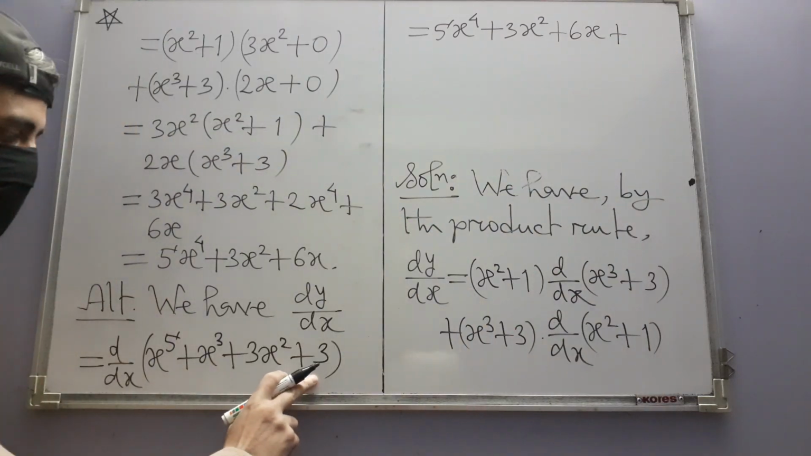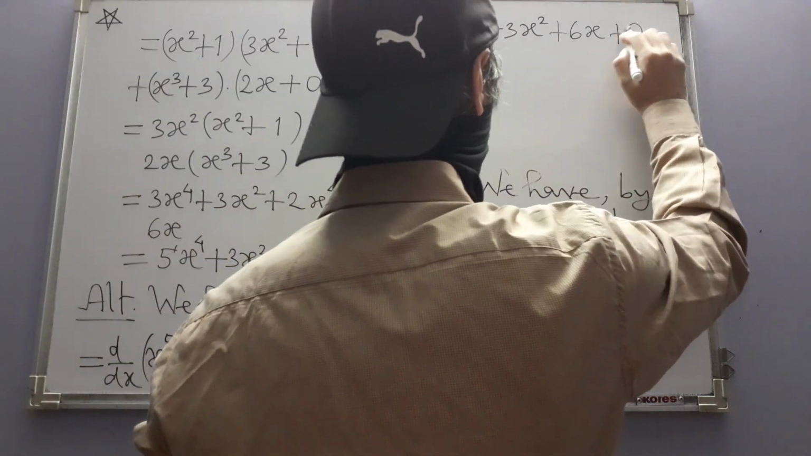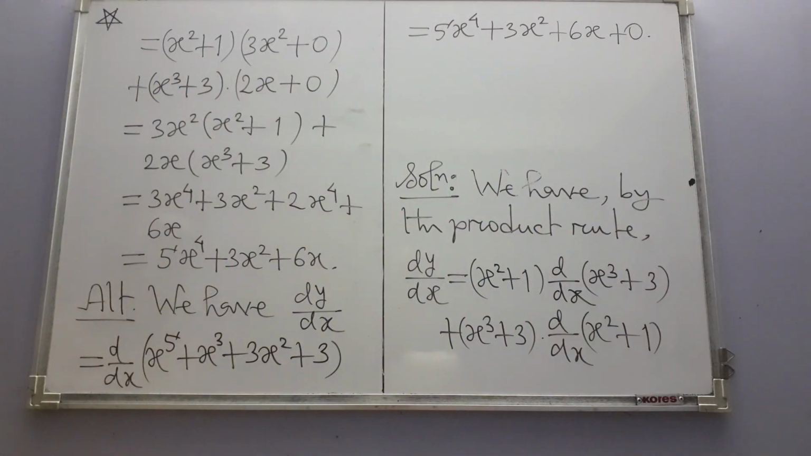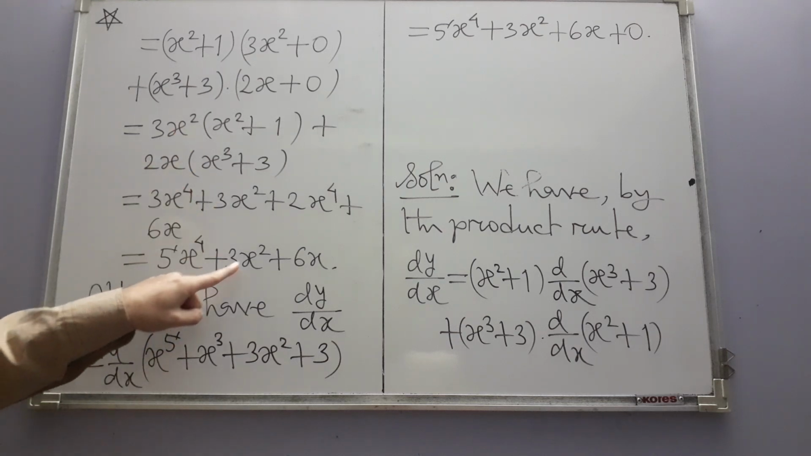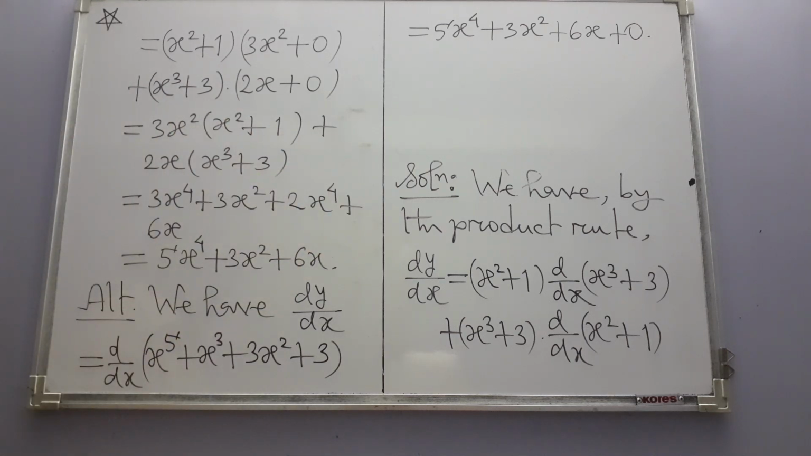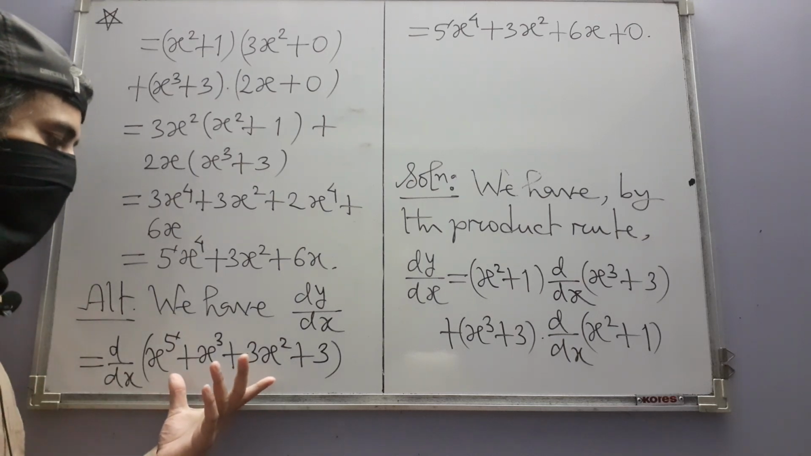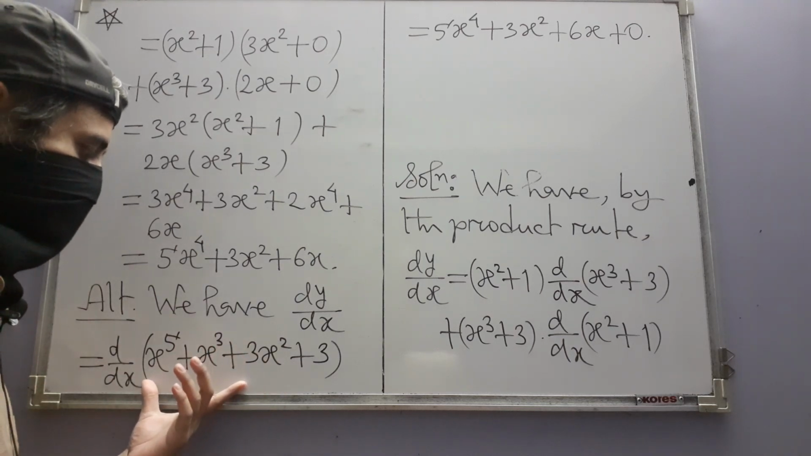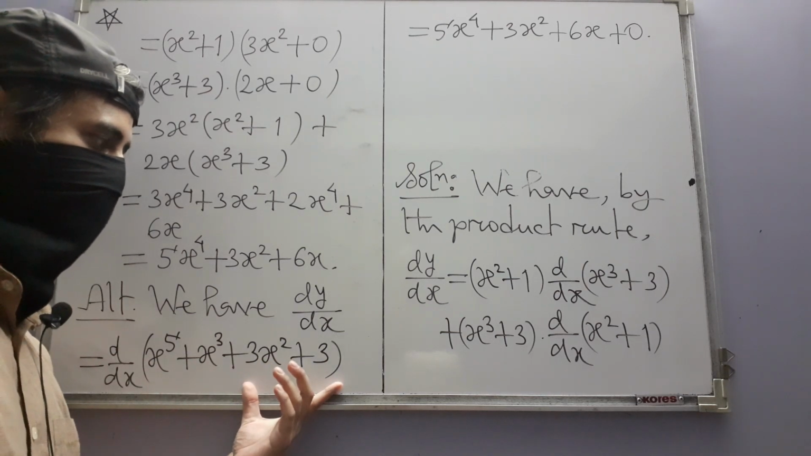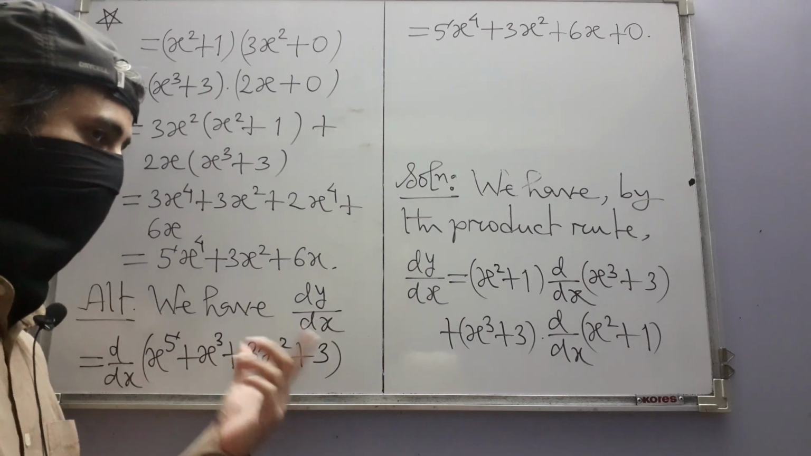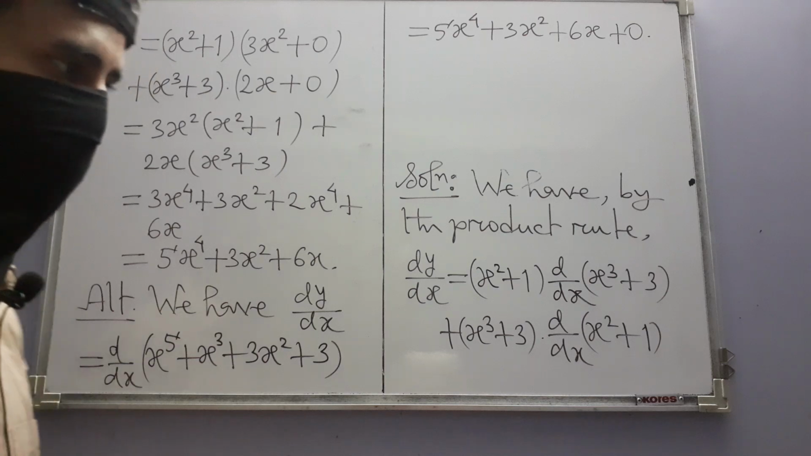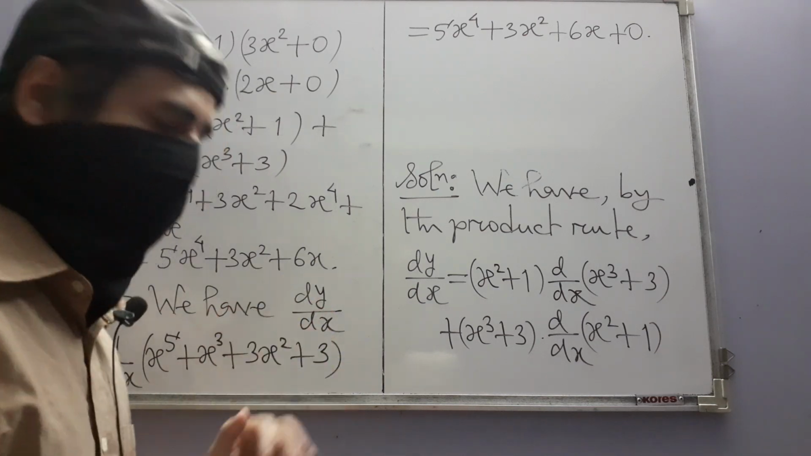And of course, 3 is constant, so you get 0. Are we getting the same thing? See, 5x to the power 4 plus 3x squared plus 6x. Yes. Now, you can see that in this case, not using the product rule gives us a shorter solution. This is not always the case.